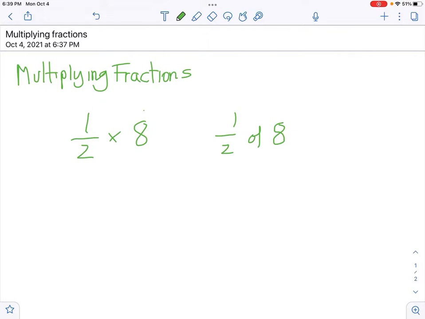A lot of people think that when you say 1/2 of 8, you're dividing. Well, you're dividing by 2, which means you're multiplying by 1/2. And that'll come up again when we talk about dividing fractions. So I'll just draw a little picture, right?